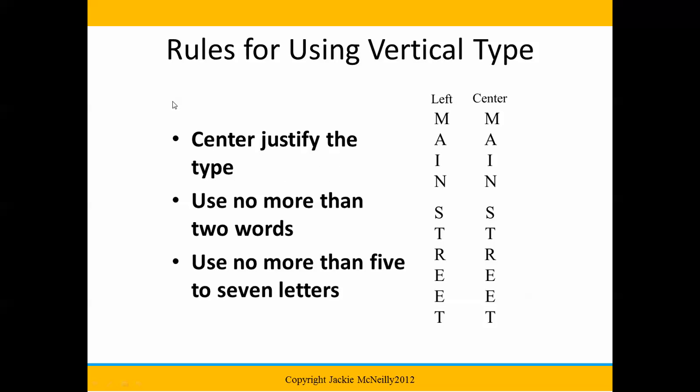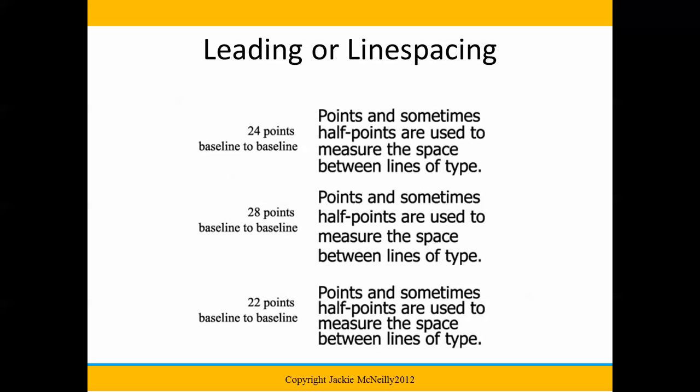Now, rules for using vertical type. You should center justify vertical type, and don't use any more than 2 words. And really, you should keep it to 5 letters, no more than 7. I live in a town where all the street signs are vertical, and they are very difficult to read.